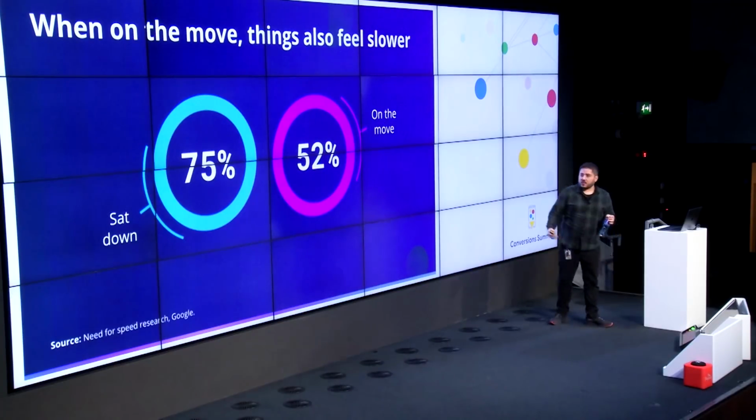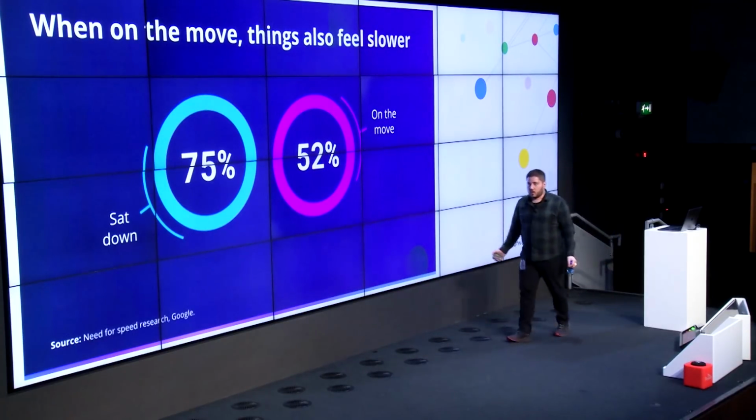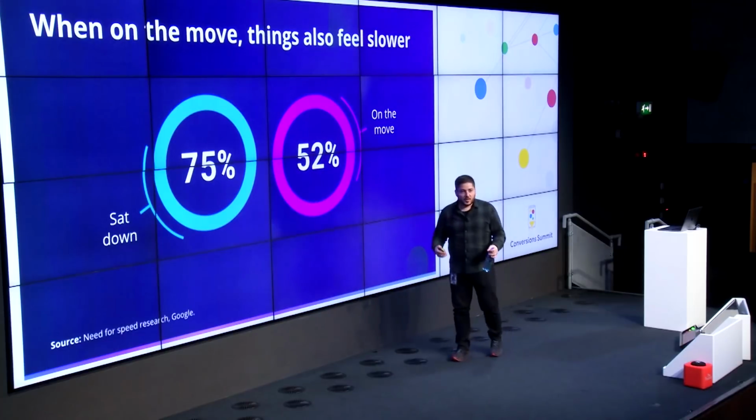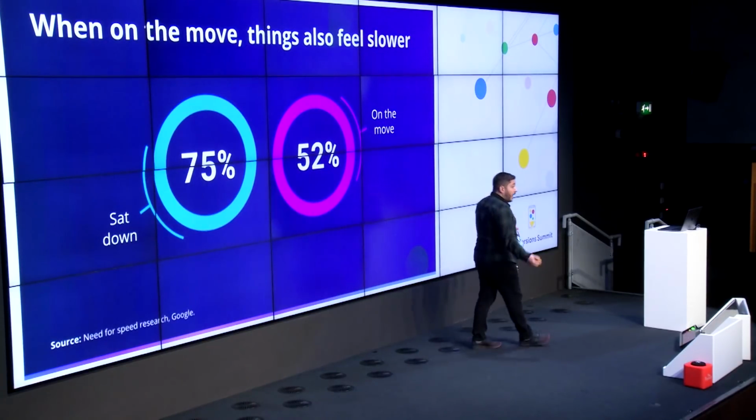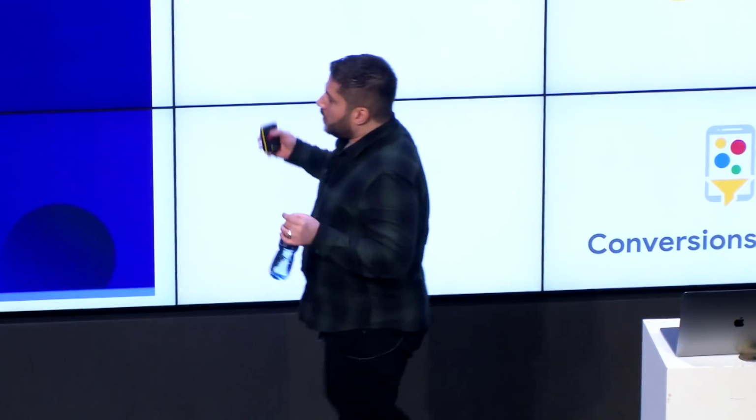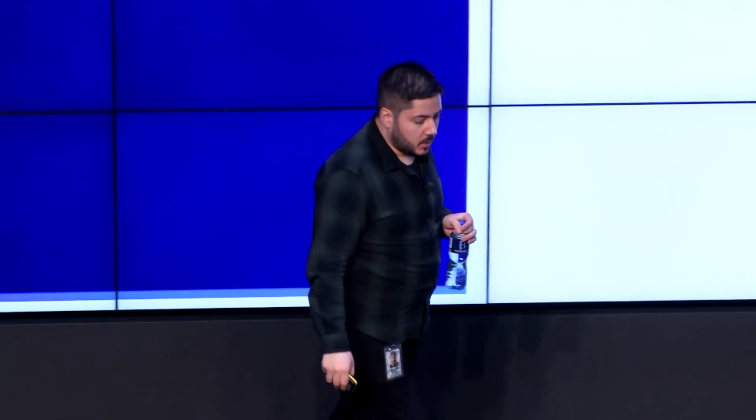And again, this is a very weird thing as well. When we're sat down, things feel faster than when we're standing up. Again, maybe it's the adrenaline effect. Maybe it's because we're anxious when we're moving around, especially on a mobile phone. So you have to really think about these things when actually designing your experiences.